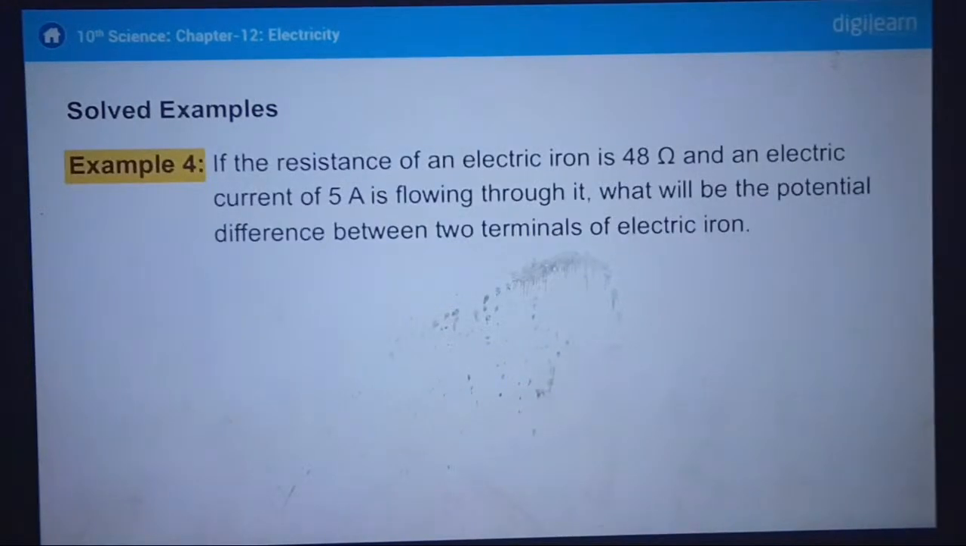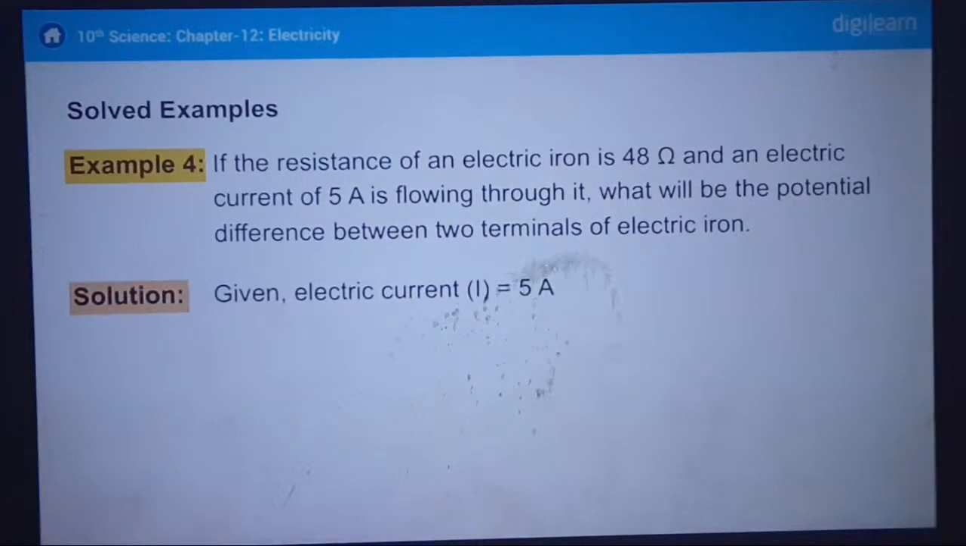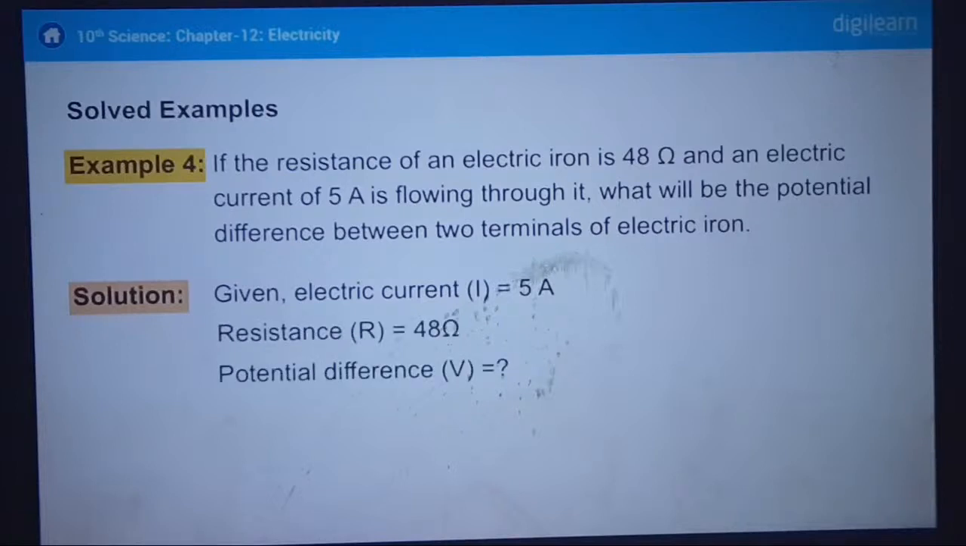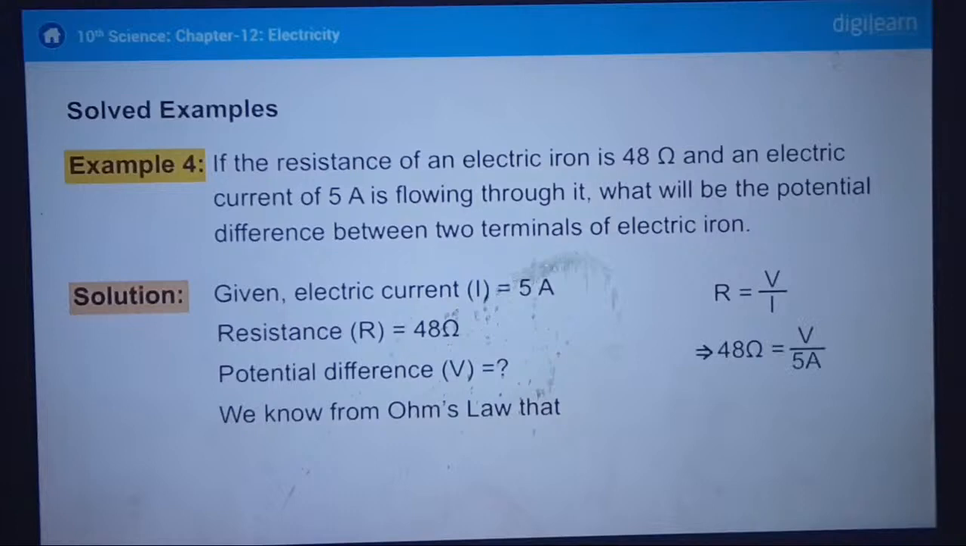Example 4. If the resistance of an electric iron is 48 ohms and an electric current of 5 amps is flowing through it, what will be the potential difference between 2 terminals of an electric iron? Solution. Given electric current I equal to 5 amps, resistance R equal to 48 ohms, potential difference V to be found out. We know from Ohm's law that R equal to V by I. 48 ohms equal to V by 5 amps. 48 ohms into 5 amps equal to V. Therefore, V equal to 240 volts.